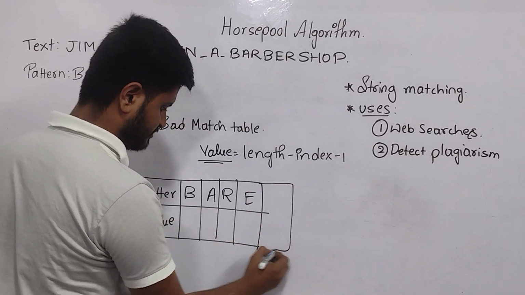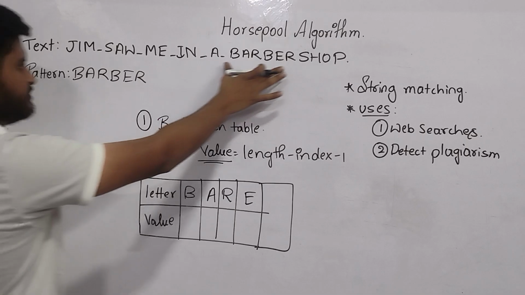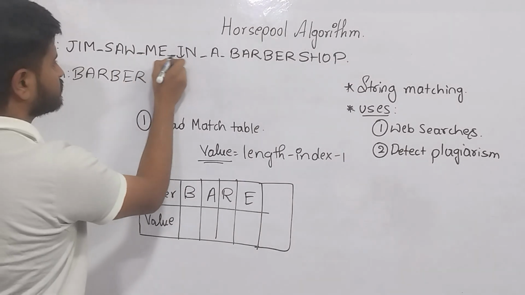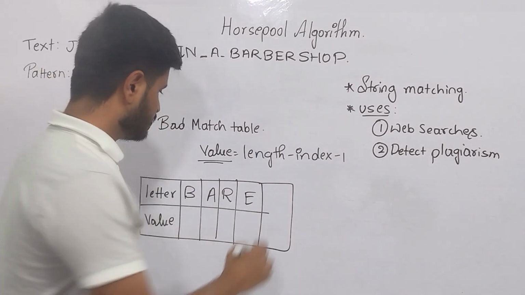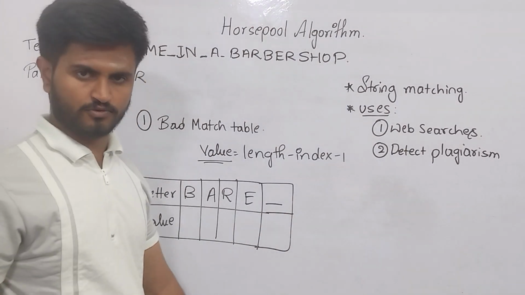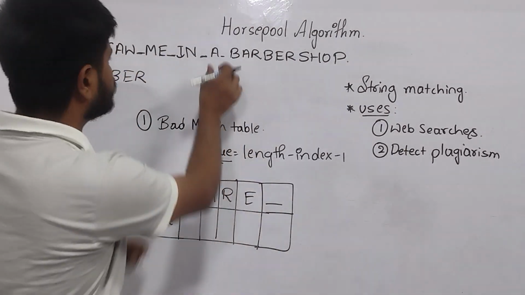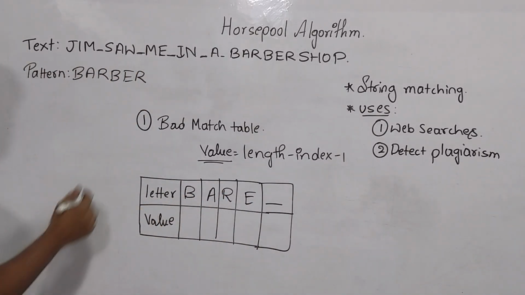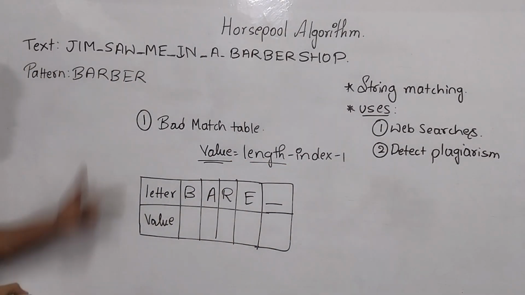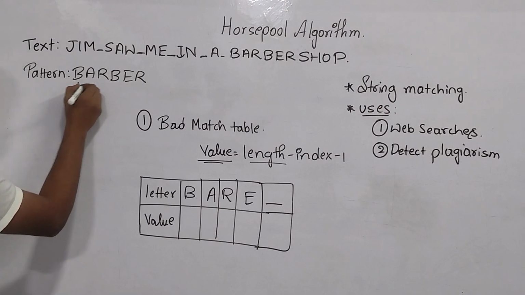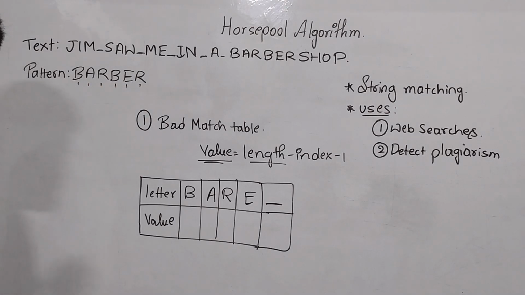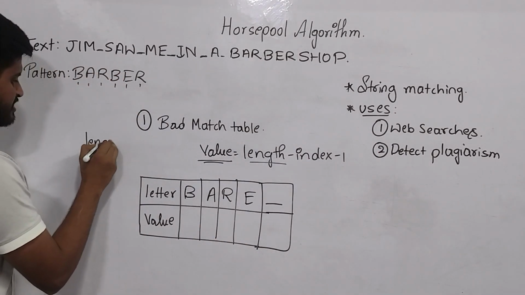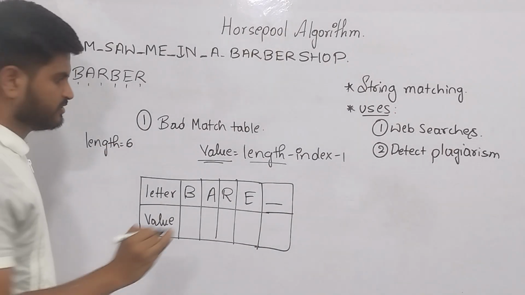Now if you see the pattern, you want to match it with the text, and there is a space, which the underscore specifies. So we must also write the value for the space. If there is no space between the words, you don't need to add the space value. Now, first find the length of the pattern. What will be the length? 1, 2, 3, 4, 5, 6. So total 6 letters are there, so length equals 6.